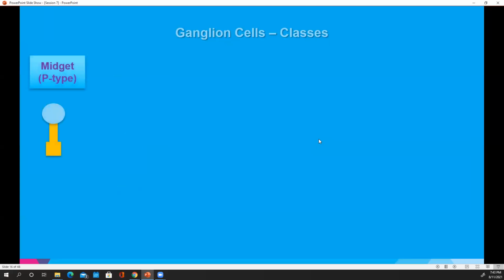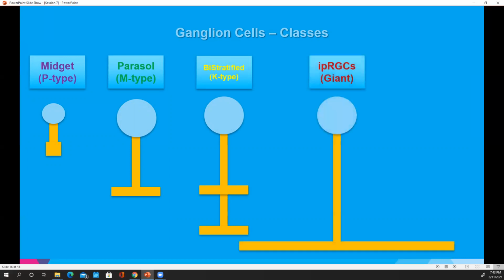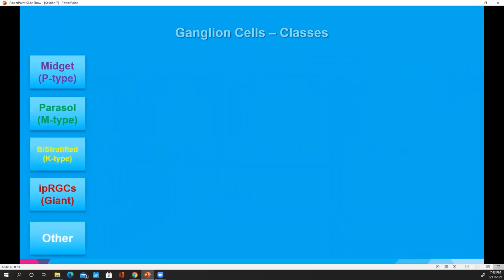Okay, so let's talk about our classes. You remember the P-type midget ganglion cell, the M-type parasol cell. We talked about these are the ganglion cells that are in the retina. We're back in the retina. Here's the bistratified K-type cell. Then you've got your ipRGCs, the intrinsically photosensitive retinal ganglion cells that have melanopsin, so they can respond to light on their own. And the example I gave of it was a giant retinal ganglion cell. And then you have the other. Now, mind you, these are the dendrites going into the inner plexiform layer. All that stuff still exists. But let's now figure out what they look like when they go into the brain.